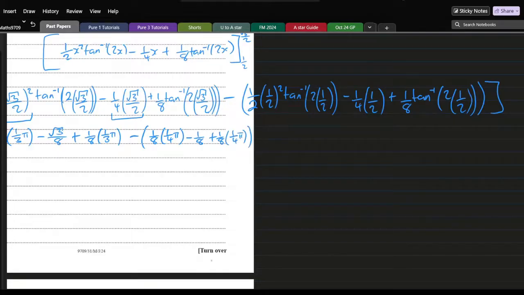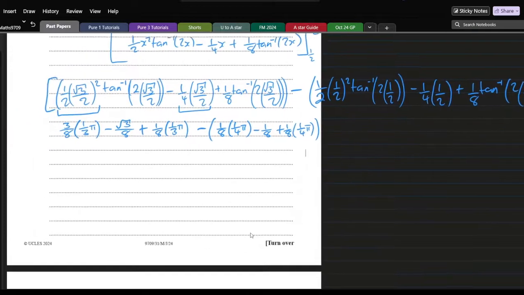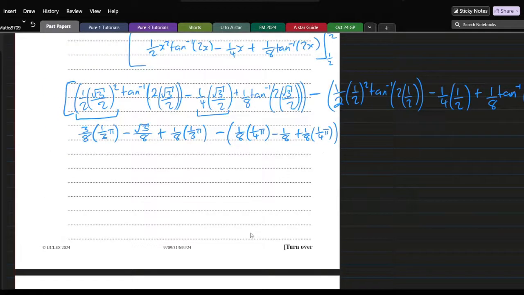Alright, and now let's simplify this even further. So here our 3's will cancel out, so that we have pi over 8. And then we've got minus root 3 over 8 plus 1 over 24 pi minus 1 over 32 pi minus 1 over 8 plus 1 over 32 pi.